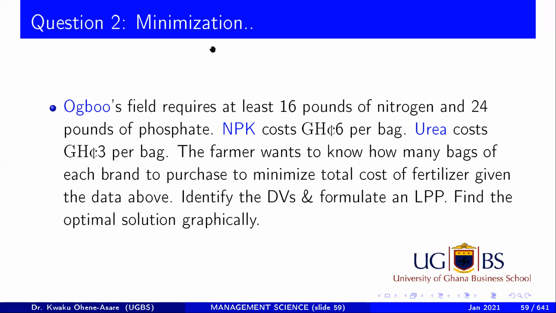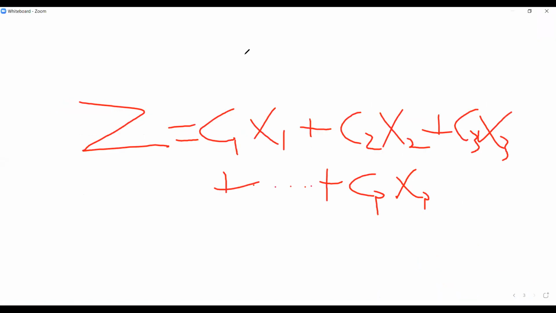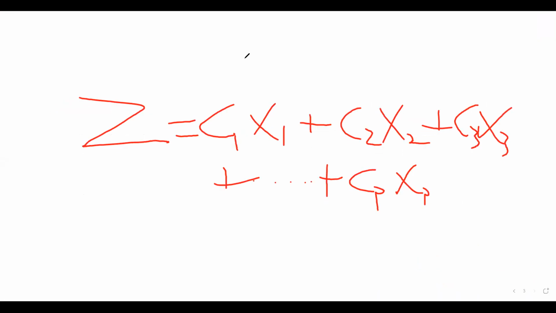So who can tell me how we should say let x be what? Who can formulate that for me? Let x1 be equal to what? Janet. Yes, sir. Since NPK is the first one, we'd say let X1 be NPK and X2 represent urea.